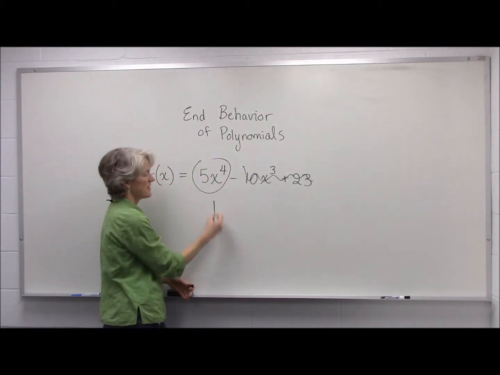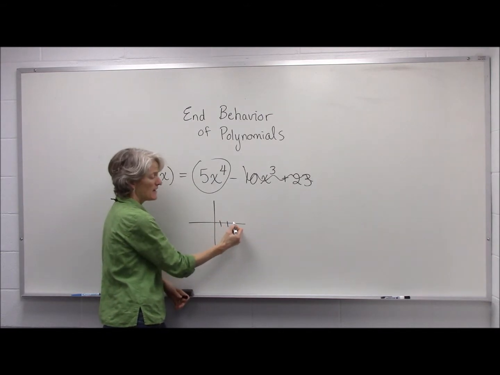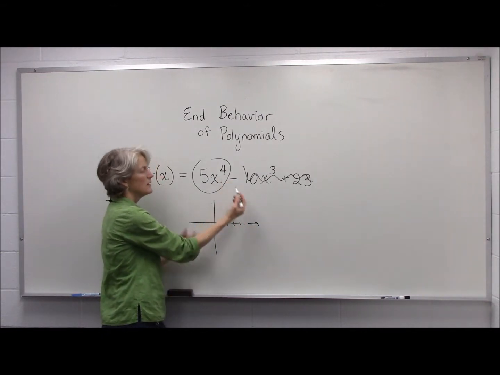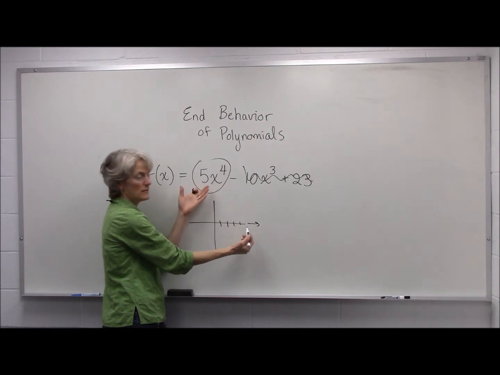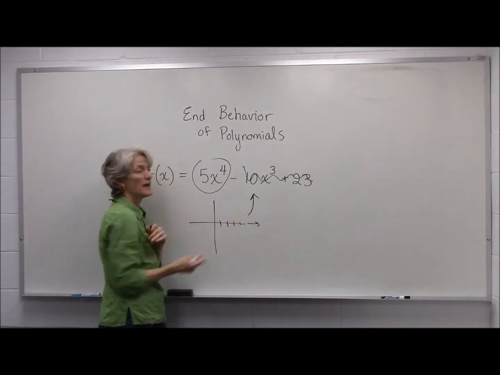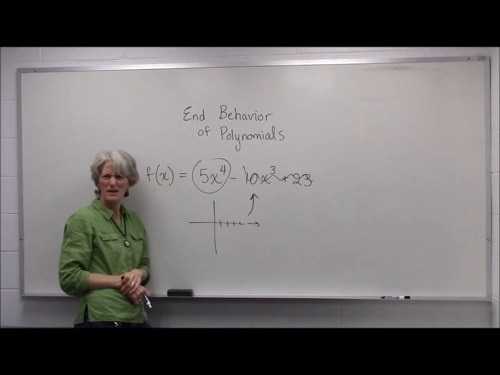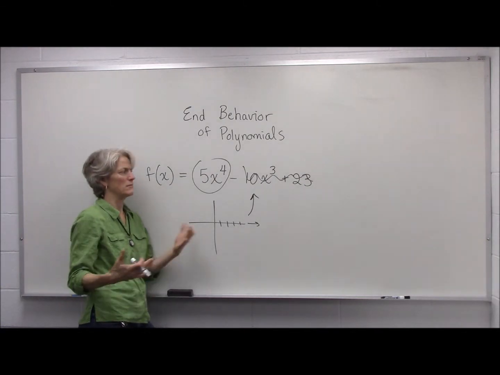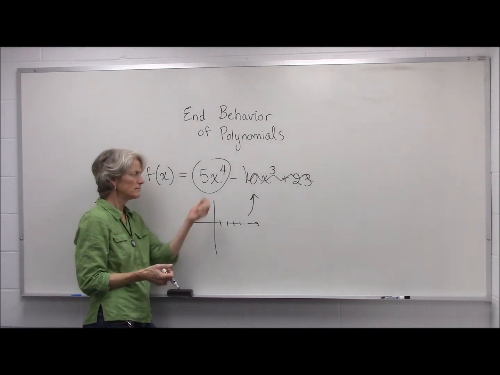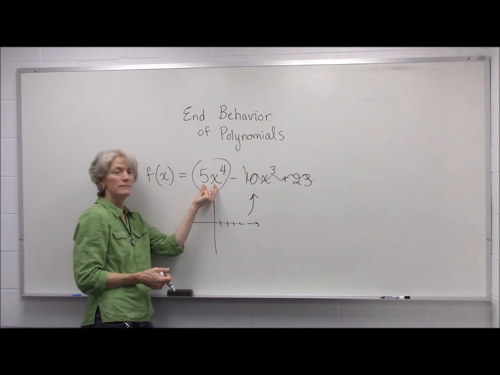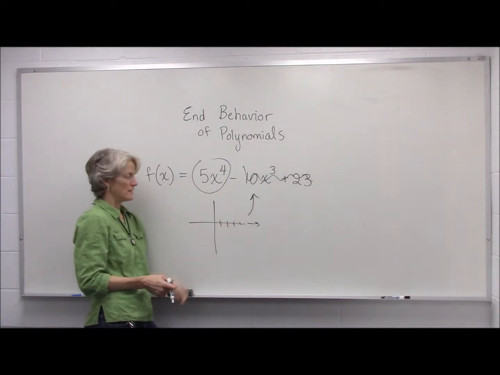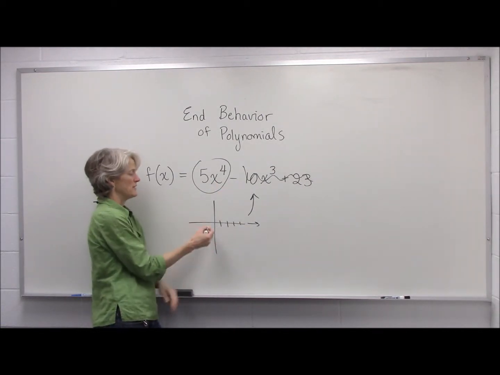So then let's think about this. As my x is getting bigger and bigger and bigger, my y is going to be getting bigger and bigger. My end behavior is going to be going up. Does that make sense? Sure, if you put in a positive x value, something positive to the 4th is positive. Something positive times 5 is positive. Great.